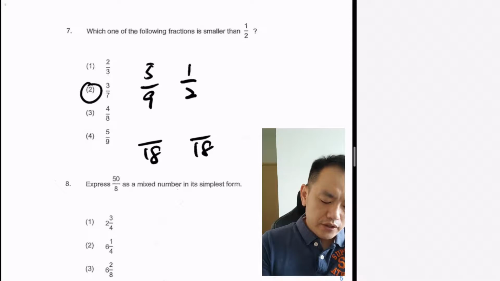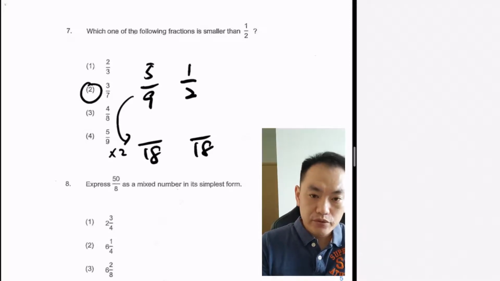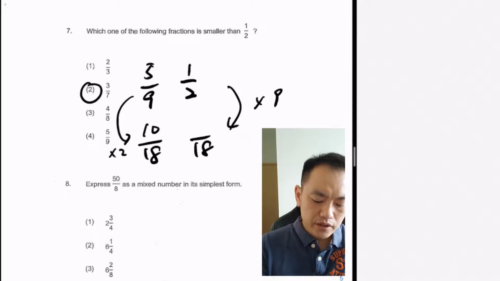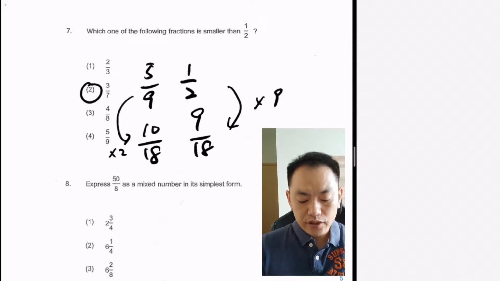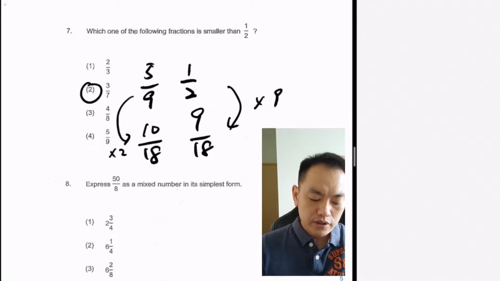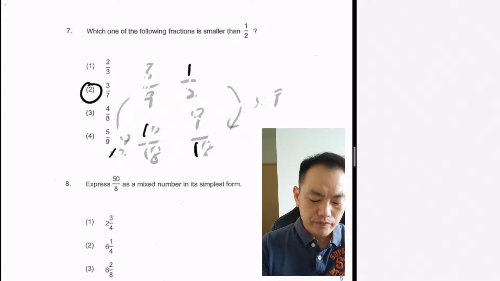Okay, so from 9 to 18, you need to times by 2. So the bottom times by 2, 9 times 2 equal to 18, and then the top, 5 times 2 equal to 10. And here you need to times by 9, so 2 times 9 equals 18, and then the top, 1 times 9 equal to 9. So from this you can see 10 out of 18 is bigger than 9 out of 18, so 5 out of 9 is also bigger than half. That's why 4 is also not the answer. So the answer is 2 for this question.